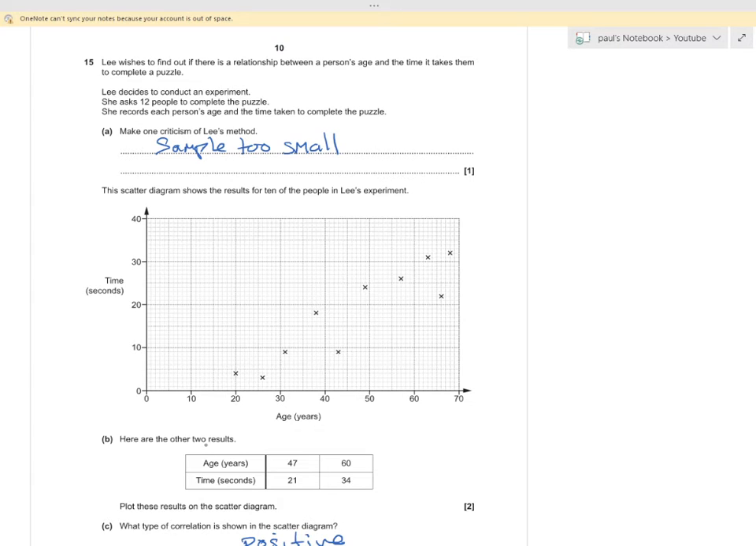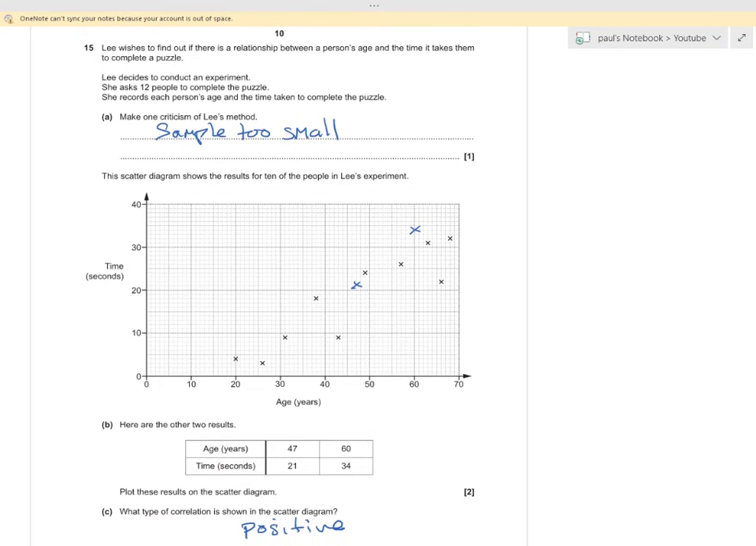So part B. There are two other results. 47 get 21 seconds, so that's there, and 60 gets 34 seconds, there. Okay, what type of correlation? So we've plotted that.